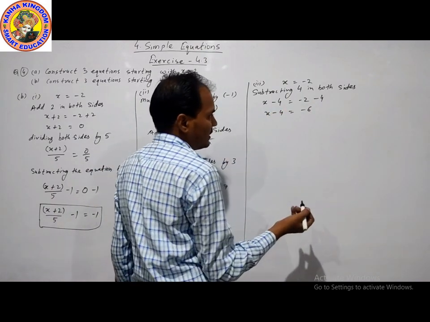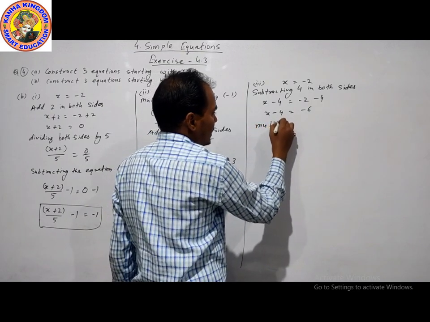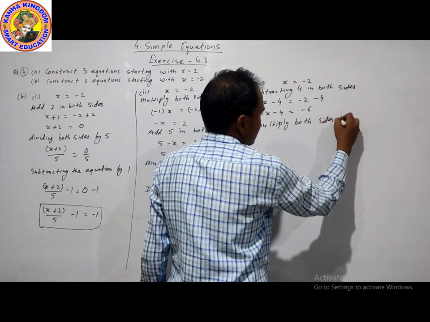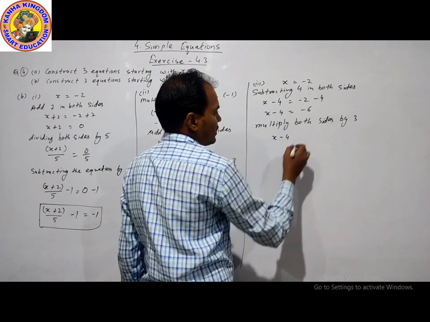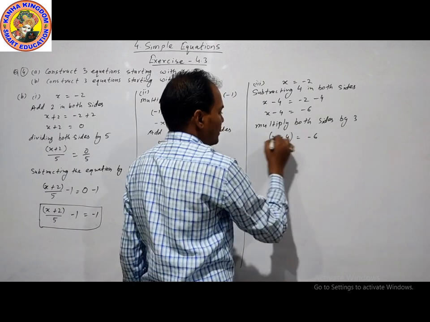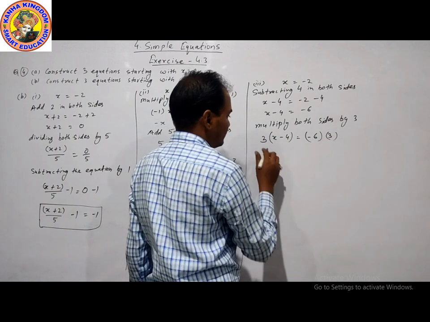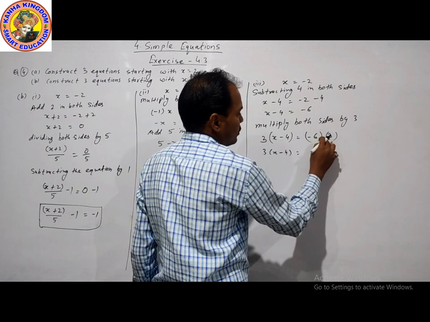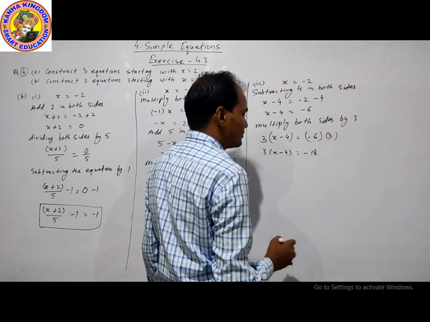Next operation we will take and multiply both sides by 3. The equation is x minus 4 is equal to minus 6. Now we will multiply by 3 and multiply by 3. 3 into x minus 4, and minus into plus, minus 6 into 3, 18.